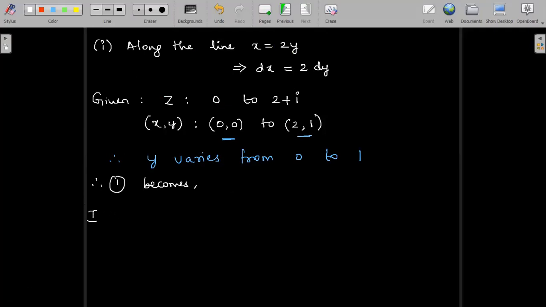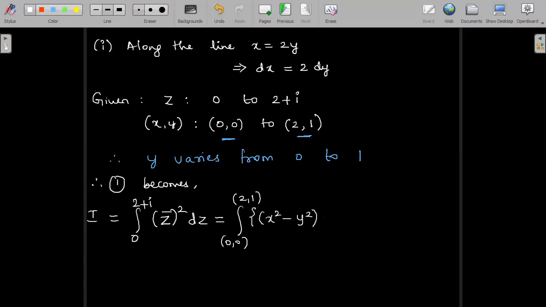I is equal to the integral from 0 to 2 plus i of z bar whole square. This was the given integral, no? In terms of the coordinates, it is 0, 0 varying to 2, 1, of z bar whole square dz. We have already seen the product. It is x square minus y square minus i into 2xy, multiplied by dx plus i dy. So this is the integral we have already seen.